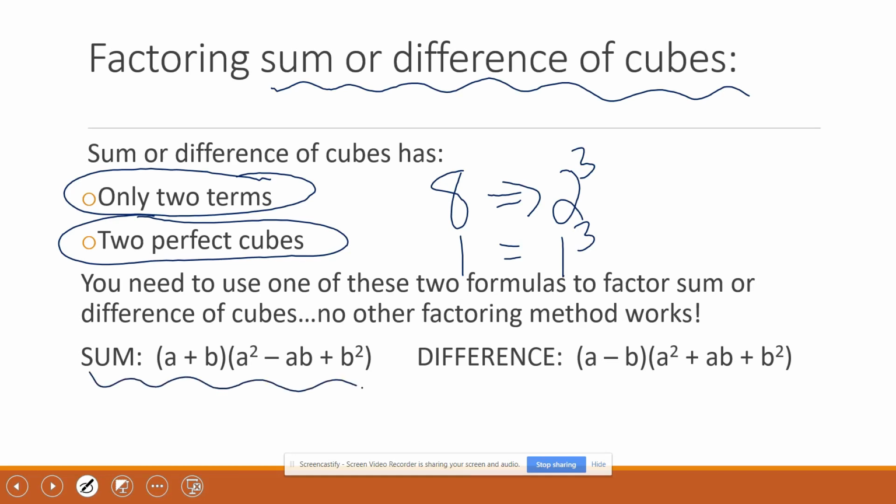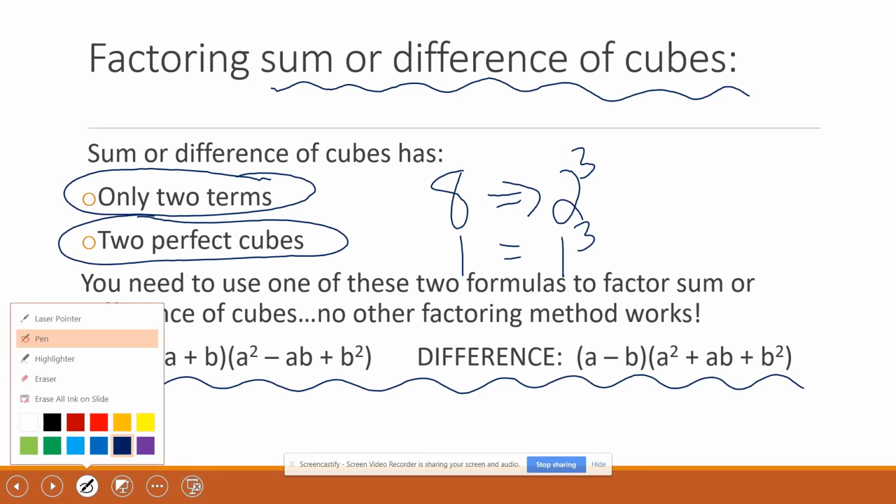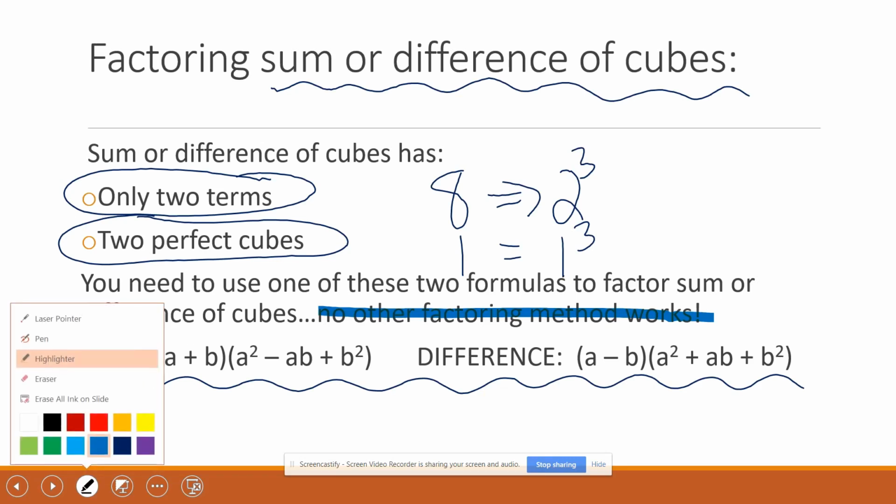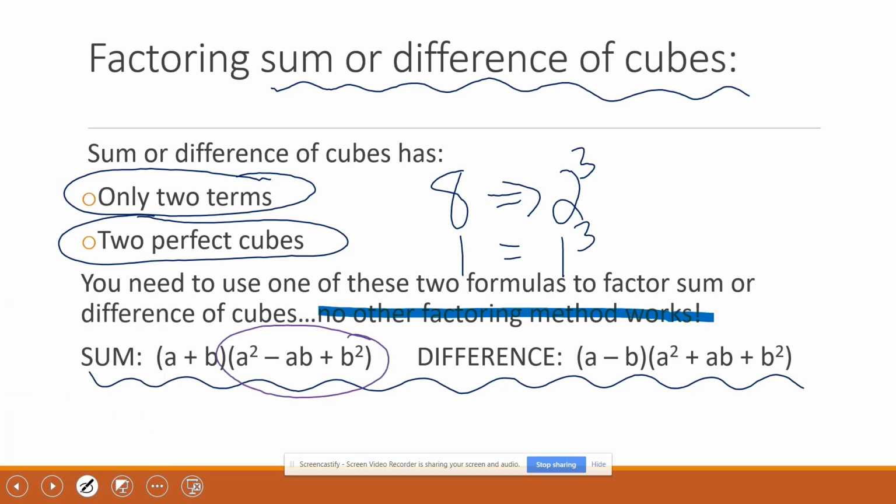You will need to use one of these two formulas to factor the sum or difference of cubes. No other factoring method works. Okay, it has to be these two equations. The other thing that you need to know about these two equations is your second term will never be factorable. Solvable, yes. Remember, not factorable is different than not solvable, but that second set will never be factorable.